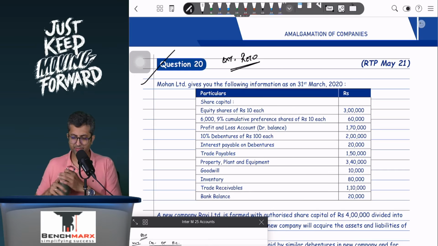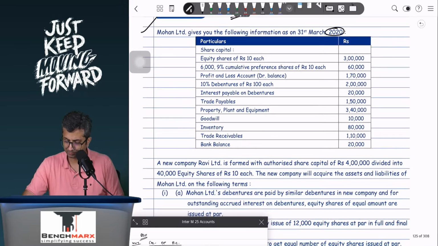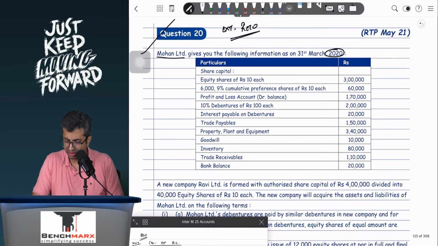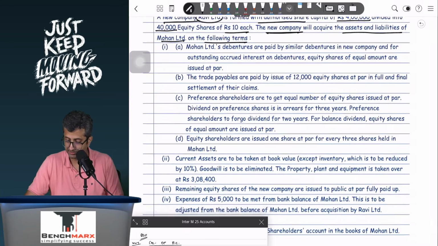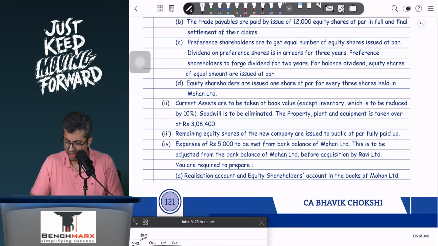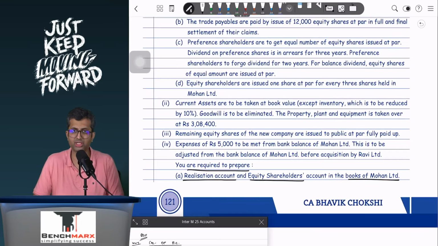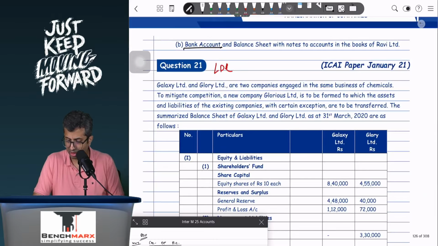Now Mohan Limited gives you the following information on 31st March 2020. Now this is information given by Mohan Limited. A new company Ravi Limited is formed with an authorized share capital of 4 lakhs divided into 40,000 shares of rupees 10 each. The new company will acquire the assets and liabilities both of Mohan Limited on the following terms. So you have all of this data given. Last, you are required to prepare the realization account and the equity shareholders account in the books of Mohan, that is the selling company, and then the bank account and the balance sheet in the books of Ravi Limited.